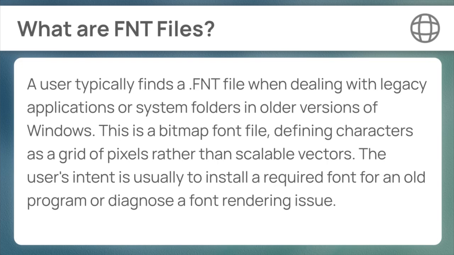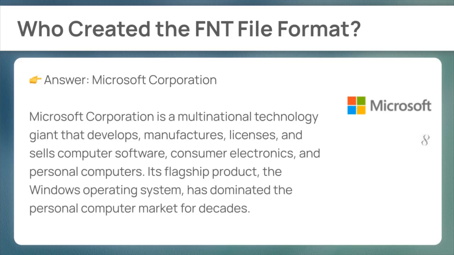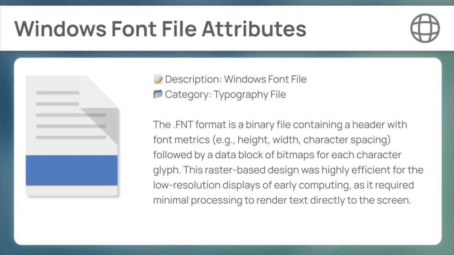older versions of Windows. This is a bitmap font file, defining characters as a grid of pixels rather than scalable vectors. The user's intent is usually to install a required font for an old program or diagnose a font rendering issue. The FNT format is a binary file containing a header with font metrics, e.g., height, width, character spacing, followed by a data block of bitmaps for each character glyph.